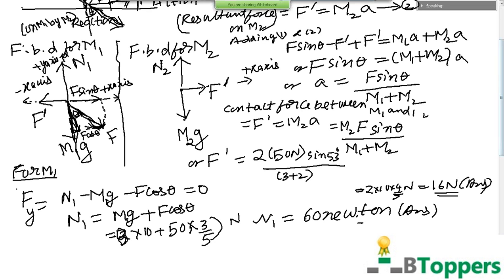N1 is the normal reaction force on M1 by the floor. That means N1 can be taken as the magnitude of the contact force between M1 and the floor. Similarly, you can find the magnitude of the contact force between M2 and the floor. That means you have to find N2. Equate the y component of the resultant force on M2 to 0. You can look at the free body diagram for M2.